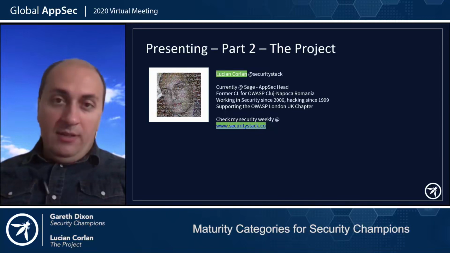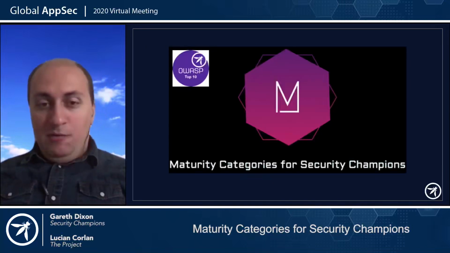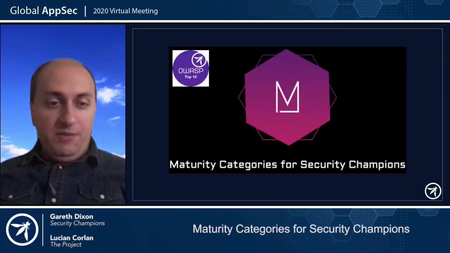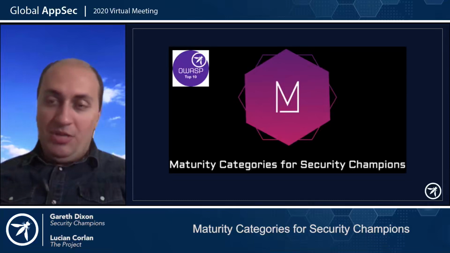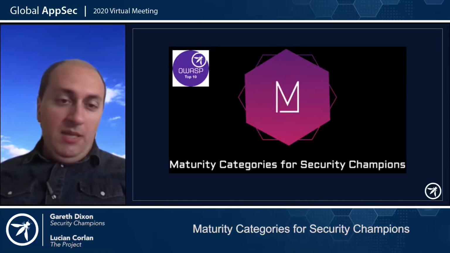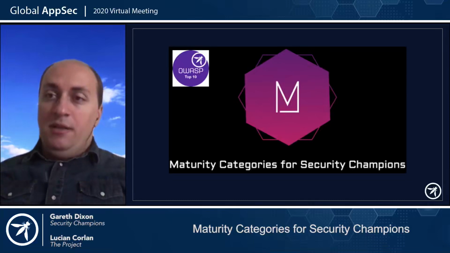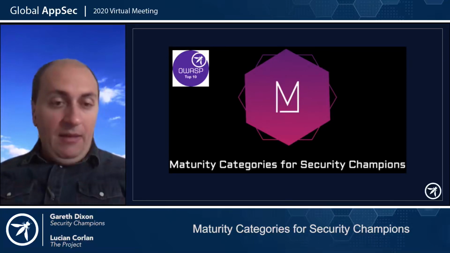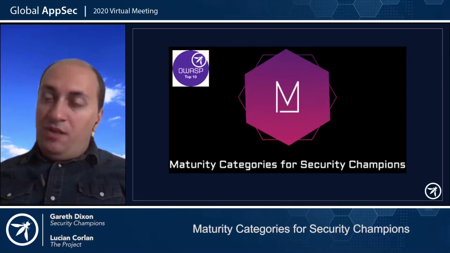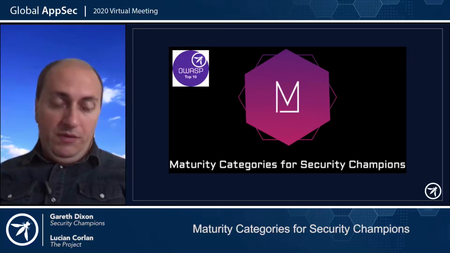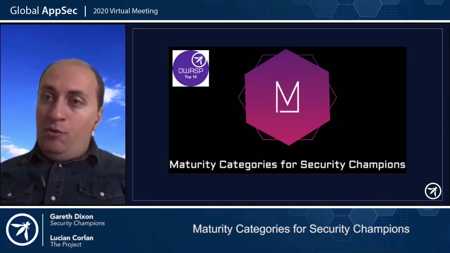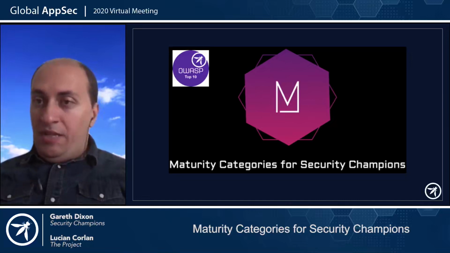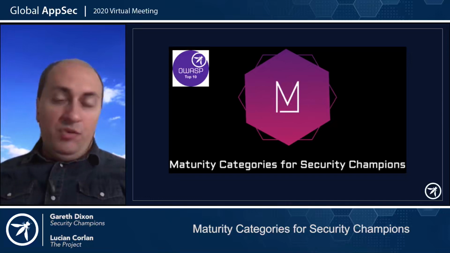I will go through the project now. We came up with a name for it, which is Maturity Categories for Security Champions. Maybe this name can change, but I will explain the reasons why we chose this name. It's because security champions need to evolve, and we need to tell them how they need to evolve, because they will know themselves. Some of them might guess how, most of them might not.